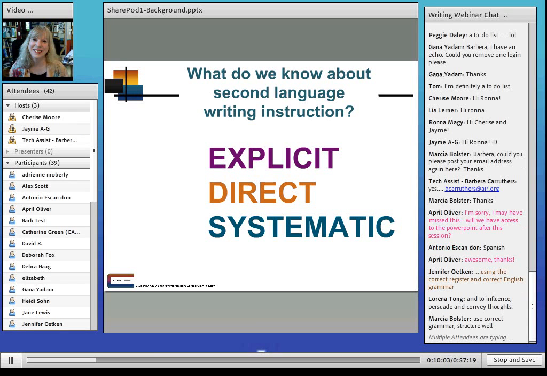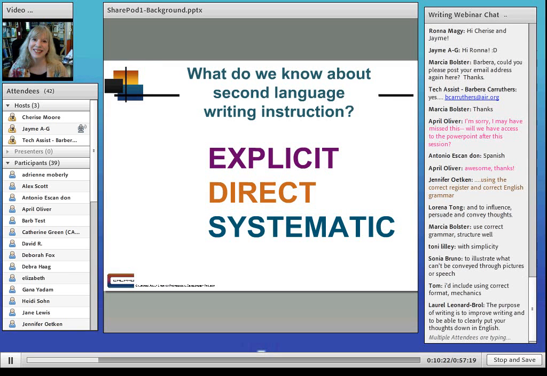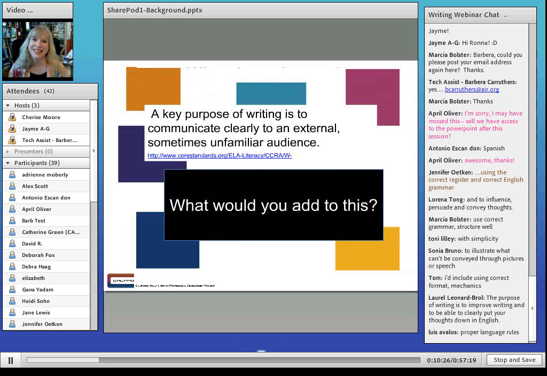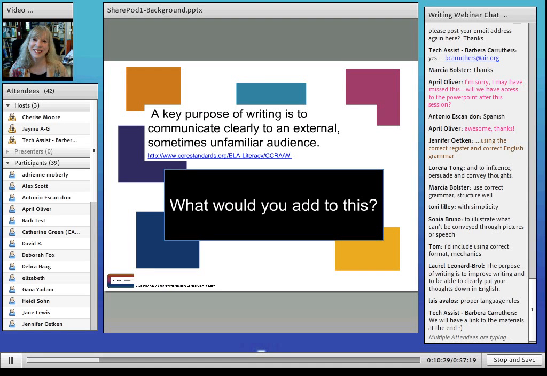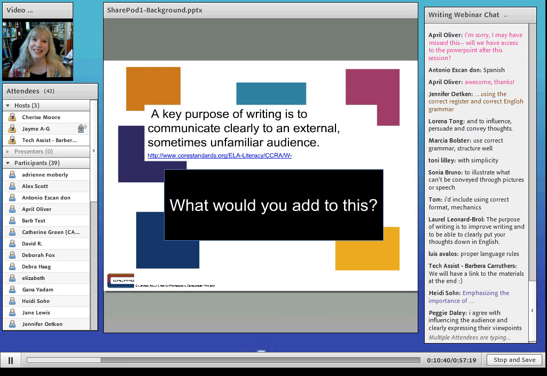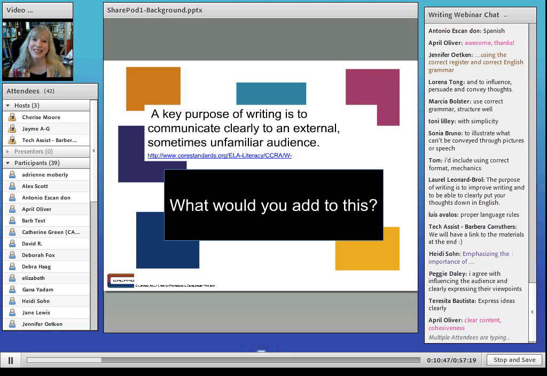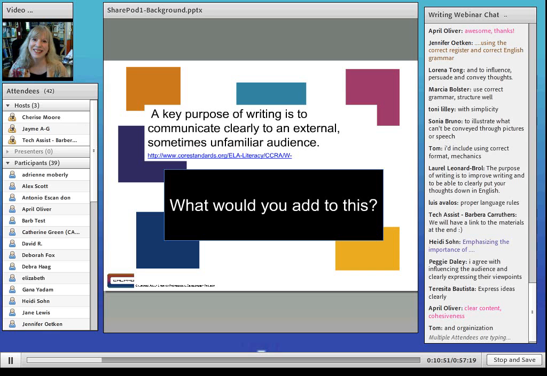Okay, so Jennifer's added using the correct register and correct English grammar. And Lorena has talked about influencing, persuading, and conveying, and Marcia's talking about grammar and accuracy and illustrating. So we're coming at this very much from a language teacher, English teacher's point of view. I think it's worth looking at this to realize what the focus will be on the assessment of our learners' writing. And I think the point that I would make is clear and sometimes unfamiliar audience. So that does go to register, that does go to different genres of writing, and it also goes to a level of vocabulary that the learner needs to use in order to be clear.